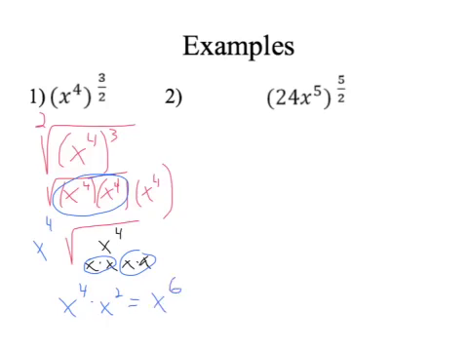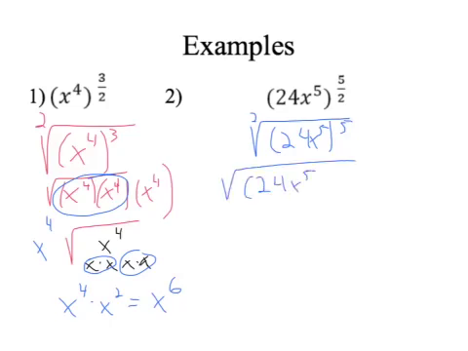Alright, so to do the second one, write it as a radical. My index would be 2. I have 24x to the 5th as my base, and my exponent is 5 on this one. Alright, so first step is to write it out. I'm going to write out 24x to the 5th 5 times.